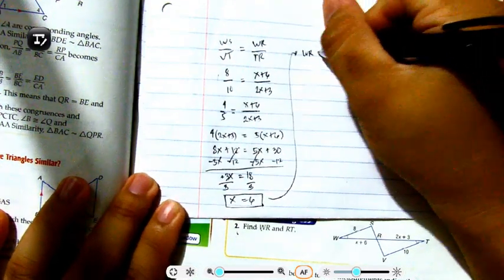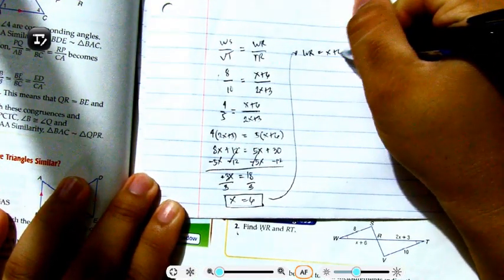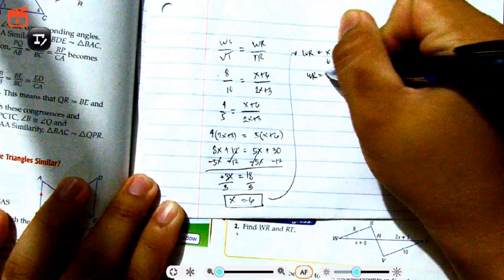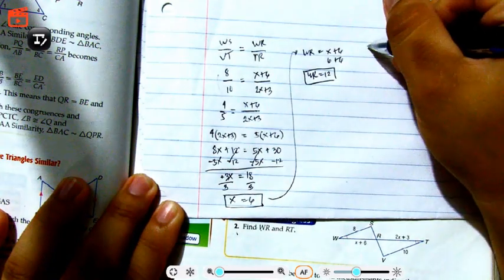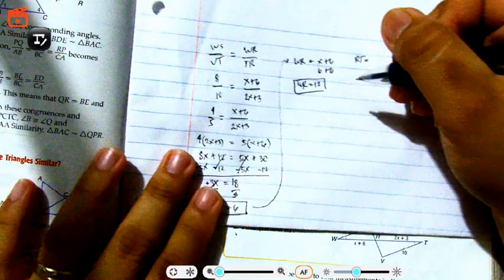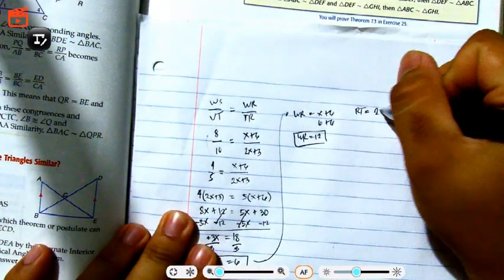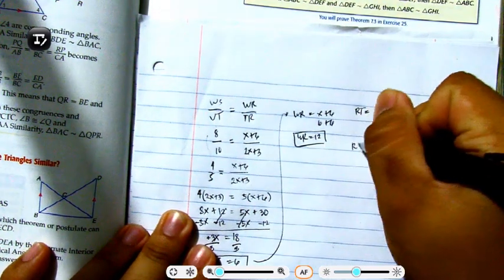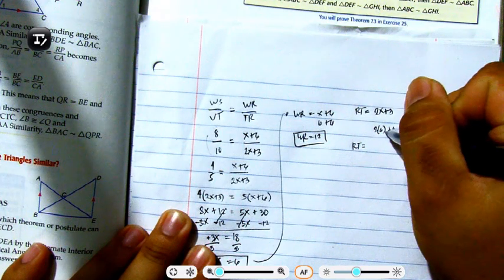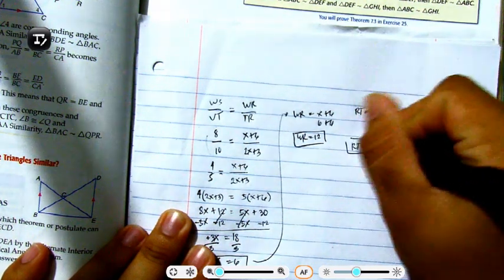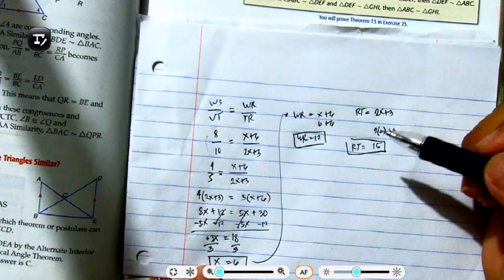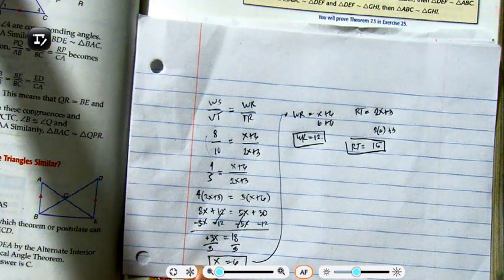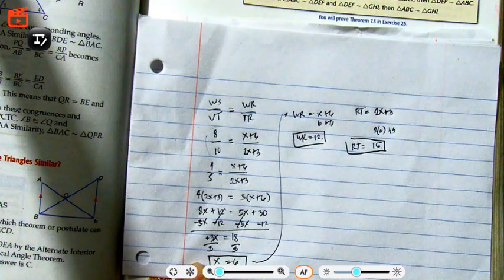So WR is x plus 6. That is 6 plus 6. So WR is equal to 12. And then RT is equal to 2x plus 3. 2 times 6 plus 3. RT is equal to 15. Okay? So with x equals 6, WR is 12, RT is 15. So we have, just to go back to the similar polygons last time, scale factor.